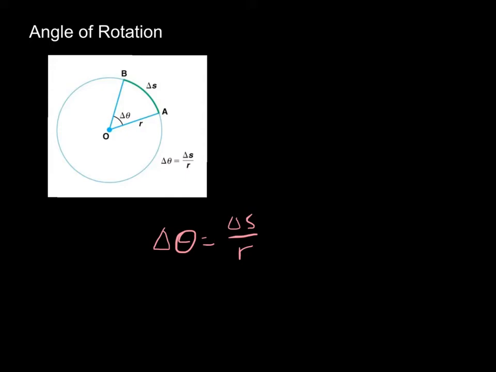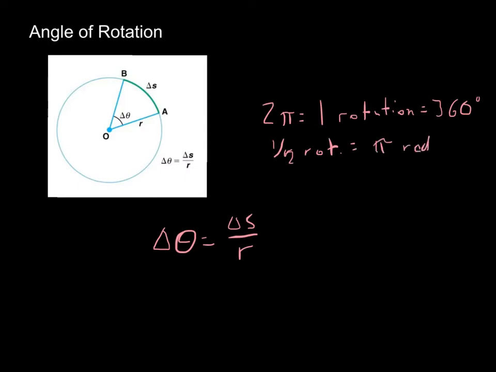One thing to remember is that 2 pi radians is equal to one full circle or one full rotation. Or maybe more familiar, 360 degrees of rotation is 2 pi radians. So half a rotation would be equal to just pi radians. So try and remember some of your facts about how to use radians, and we'll remind you in class as well.